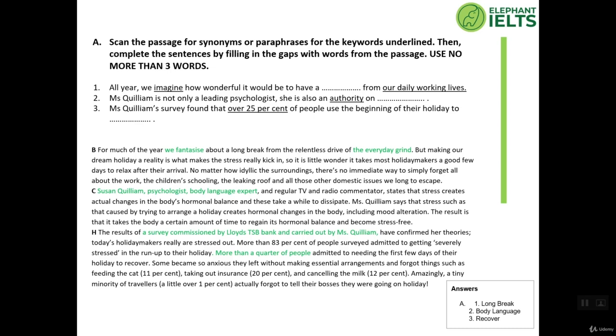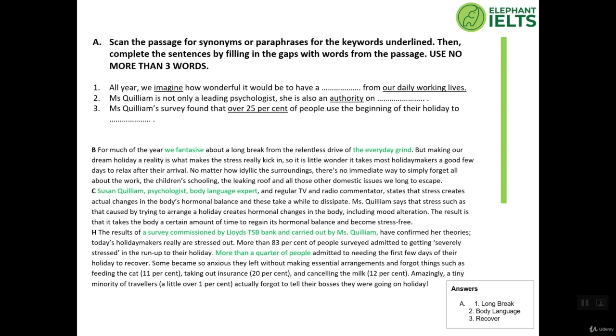So I read the sentence more carefully for the answer, and here it is, long break. It makes sense if I put it back in the gap and I'm within the word limit. So the answer is, all year we imagine how wonderful it would be to have a long break from our daily working lives.